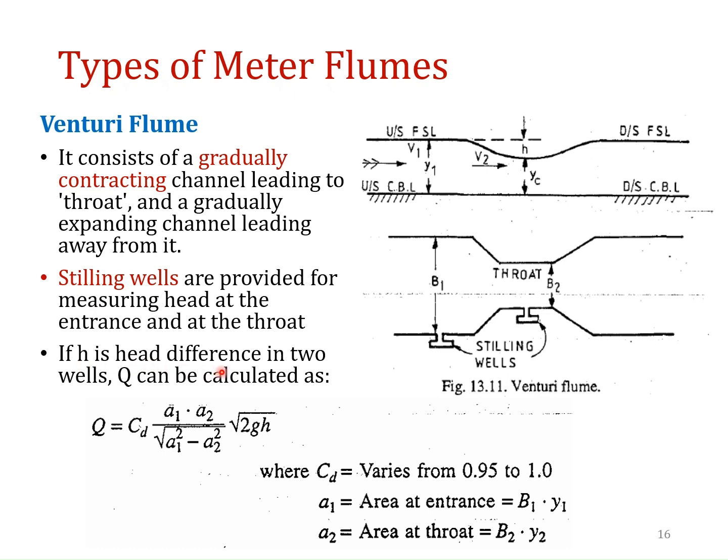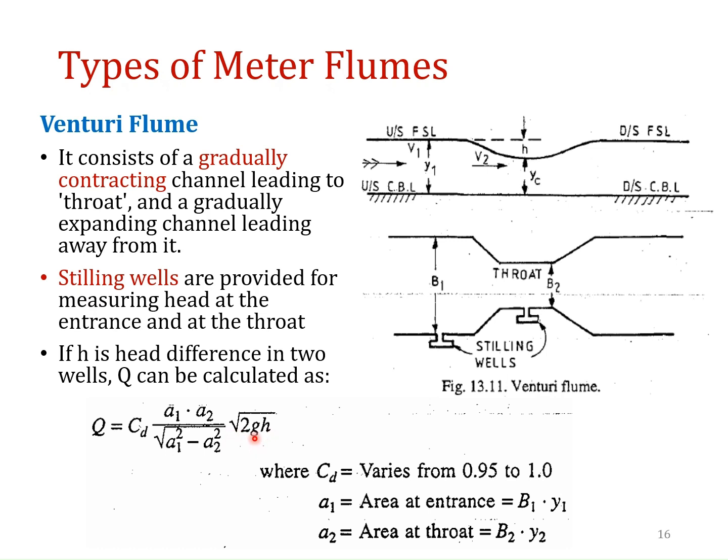If H is the difference in the two wells, it means you measure the water level here and you measure the water level here. Here the water level was say 4.5 meter, and here the water level is say 4.4 meter. So there is a difference of 0.1 meter. So if H is the head difference in the two wells, Q can be calculated using this formula. The head difference H is right here.